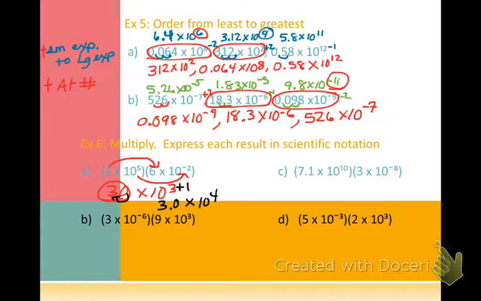All right, same idea with B. 3 times 9 is 27 times 10. Add the exponents, and that would be negative 6 plus 3 is negative 3. 27 is still not in scientific notation form, so I need to move it over. So I add 1 because I moved it over to the left. So it's 2.7 times 10 to the negative 2.